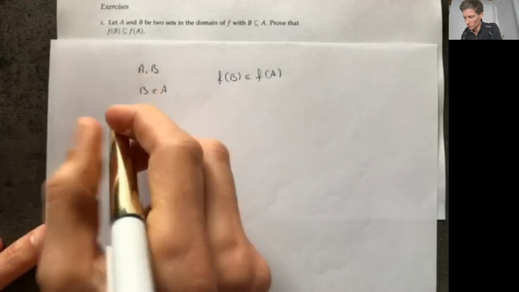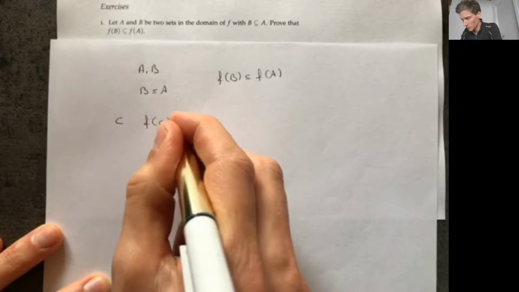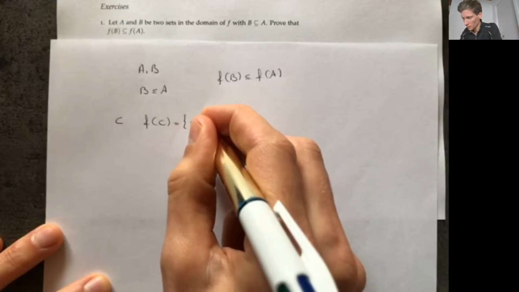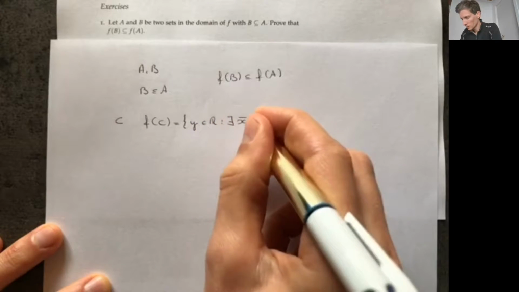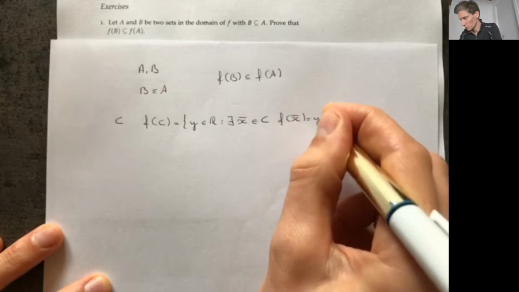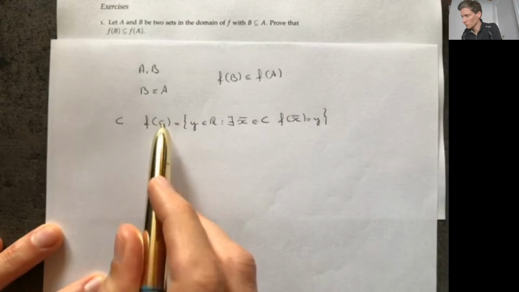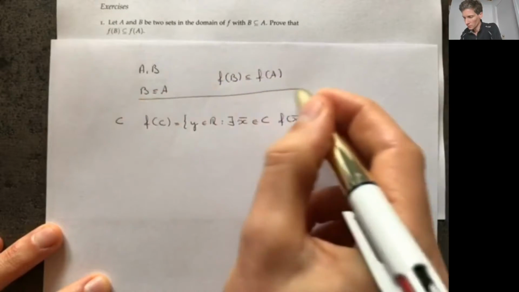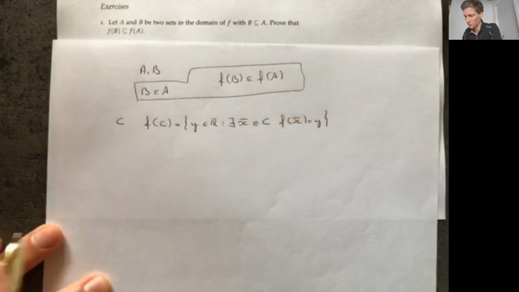So for a general subset C of the domain, we call that f of C is given by all the numbers y such that there exists some vector x in C such that f of x is equal to y. So it's all the values that f can take ranging over all the vectors in C. We need to show that if B is a subset of A, then f of B is a subset of f of A.